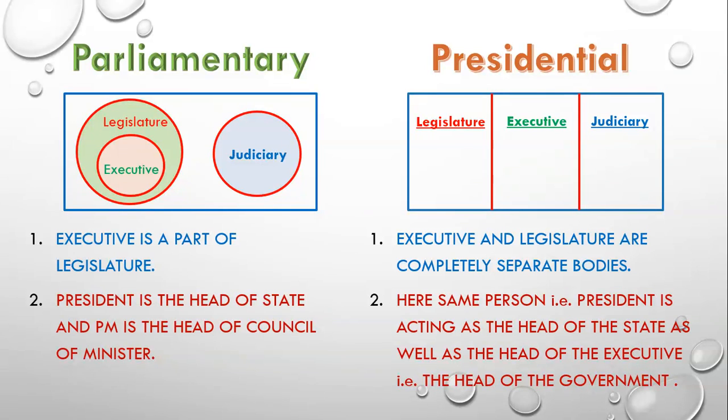For example, friends, India is a parliamentary democracy. So what is the executive? Executive means the council of ministers and the prime minister. What is the executive wing of government? The executive wing of government means the council of ministers plus the prime minister. So India is a parliamentary democracy, and the council of ministers, that is all the ministers plus the prime minister, are chosen from the members of Lok Sabha and Rajya Sabha.